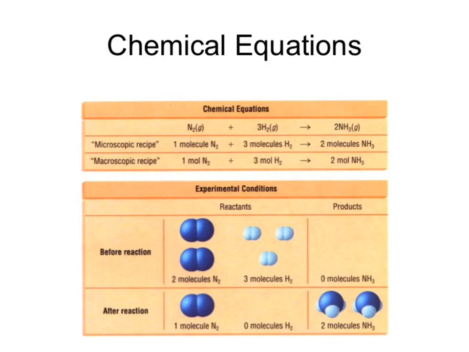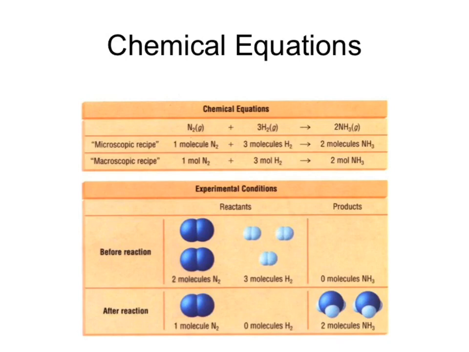So chemical equations. At the microscopic scale, I might say, here's my equation: N2 plus 3 H2 gives me 2 NH3. So I could say for every 1 molecule of nitrogen gas, I need 3 molecules of hydrogen gas to make 2 molecules of NH3. That's at the micro level.